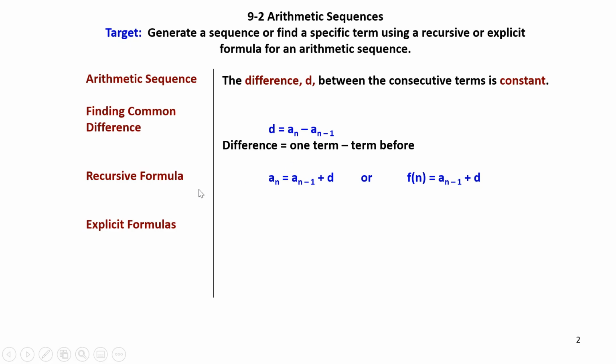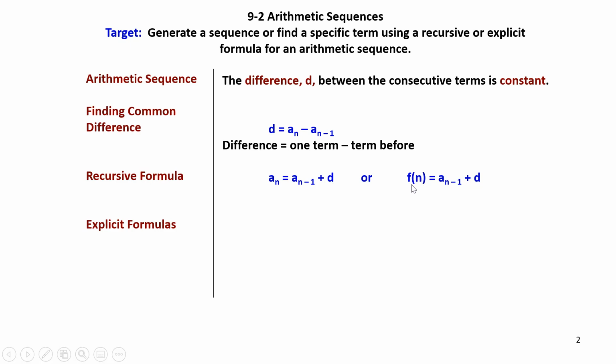There are two other formulas we're going to look at. One's called the recursive formula, and it basically says, to find any a sub n, whether it's the first term, the 8th term, the 12th term, whatever, let's say the 10th term, we're going to take the term before it. If I know a sub n, then a sub n minus 1 is just the one before it, and I'm simply going to add the common difference.